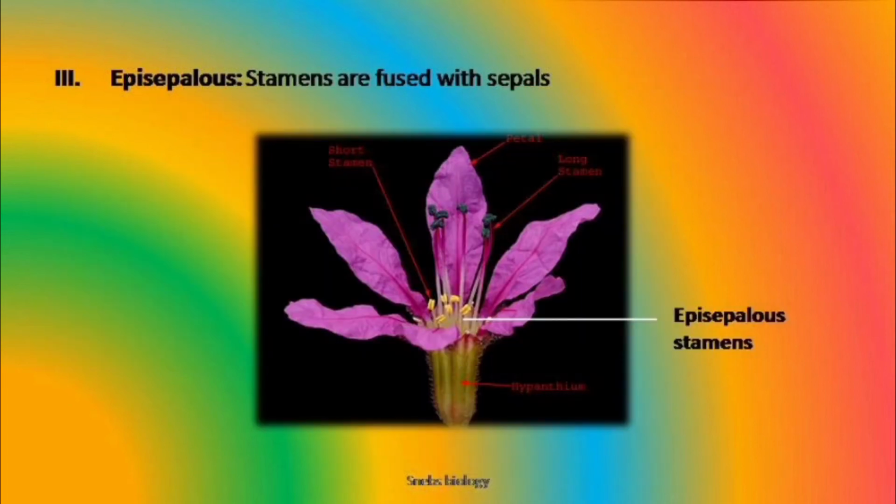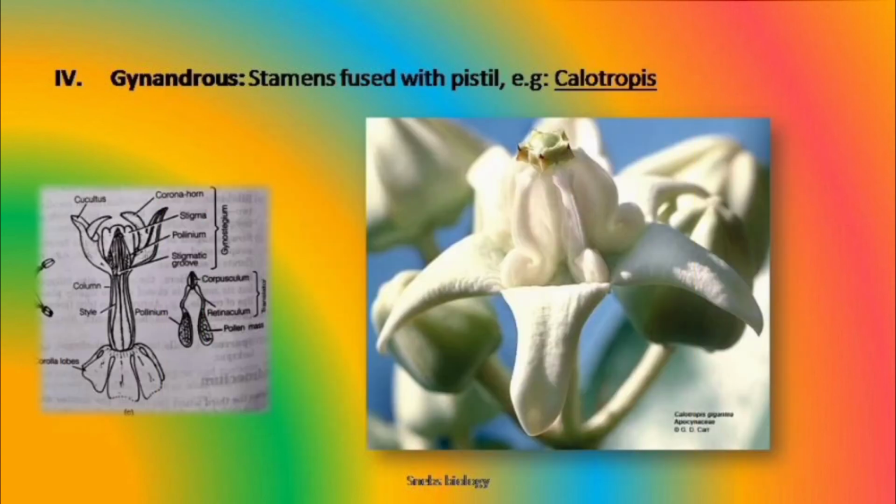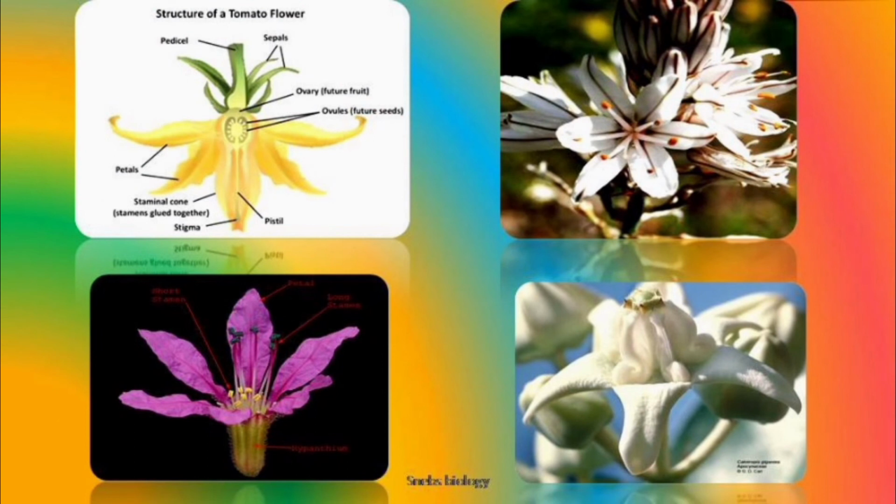Third condition is if the stamen will be fused with the sepals, then we call it episepalous. Okay. Next is gynandrous. Here the stamens are fused with the carpel or pistil throughout their whole length or by their anthers only. Example is Asclepiadaceae family plants. Clear? So these terms are used whenever there is an attachment of the male whorl with the other whorl.